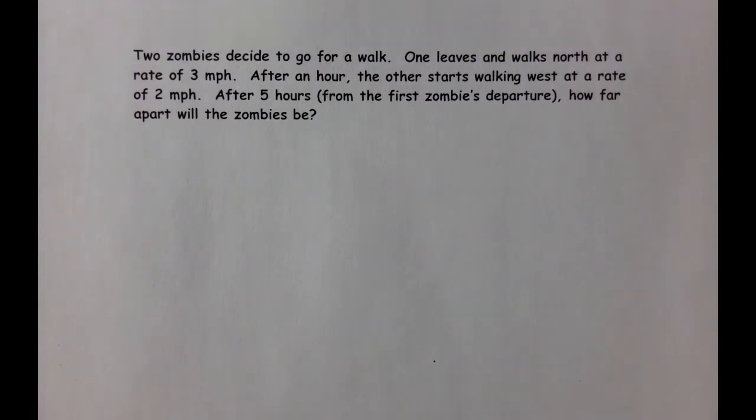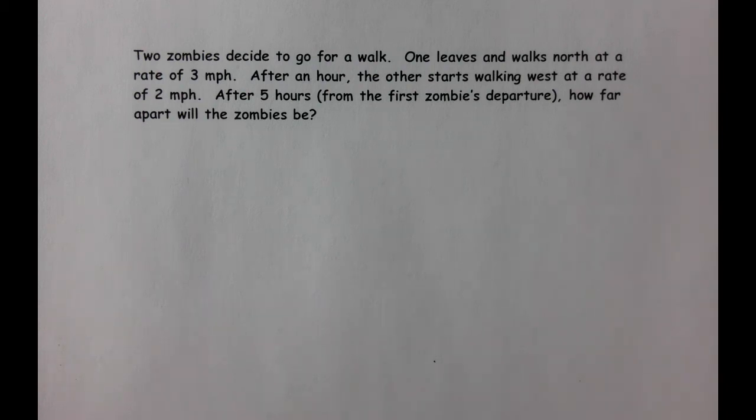Welcome. Here's an application problem about zombies going for a walk. We have two zombies. One leaves and walks north at a rate of 3 miles per hour. And then after an hour, the other one starts walking west at a rate of 2 miles per hour. The question is, after 5 hours from the first zombie's departure, how far apart will they be?